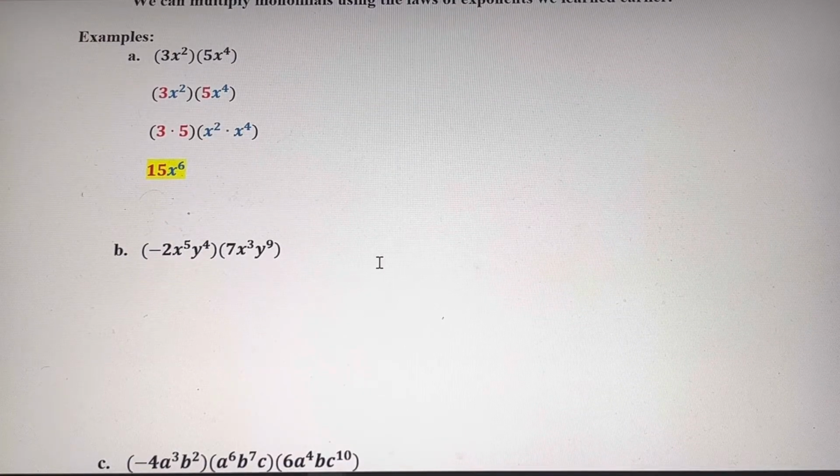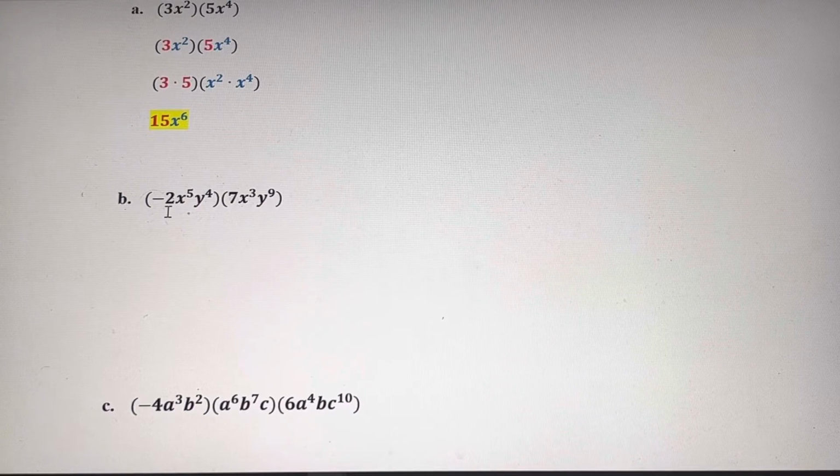In the second example here, we've got constants, negative 2 and 7. We've got an x term in each monomial, and we've got a y term in each monomial. So let's color code those. The constants are going to be green, the x's are going to be purple, the y's are going to be blue, navy blue.